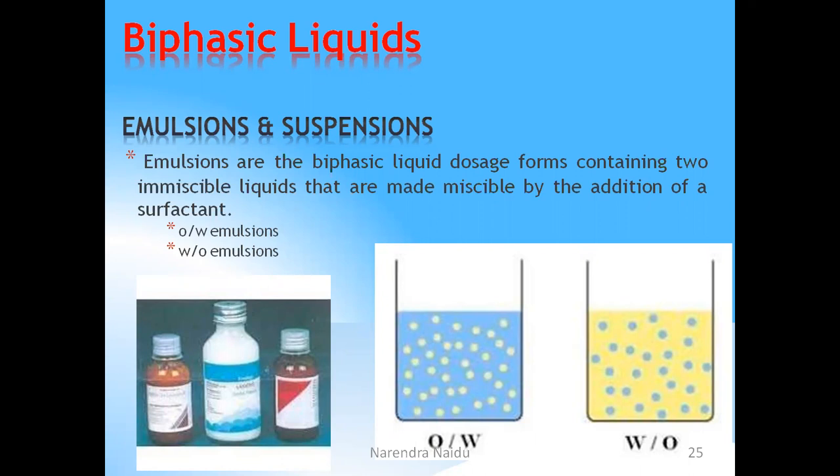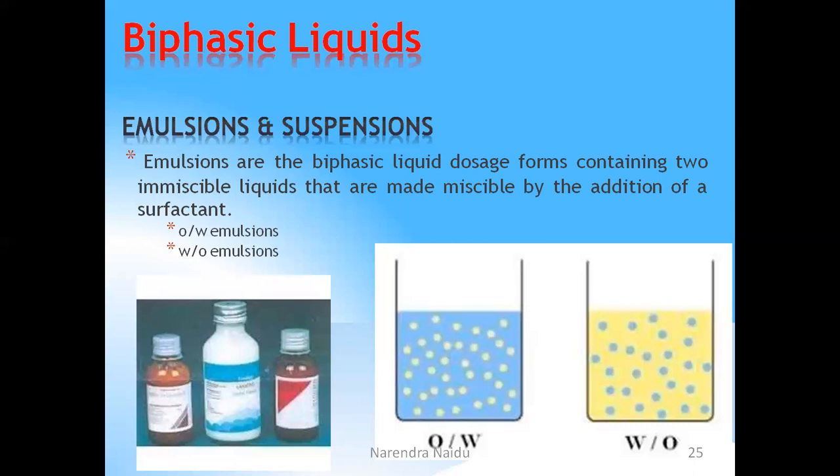In that, the first one is emulsions and suspensions. Emulsions are biphasic liquid dosage forms which contain two immiscible liquids, two immiscible liquids that are made miscible by the addition of a surfactant. Immiscible liquids means they cannot be mixed with each other. Those liquids cannot be mixed with each other. That is why they are called immiscible liquids.